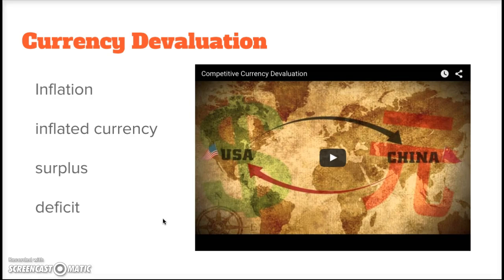This video helps explain how currency devaluation is created, what it does to a single country, and how it is used between countries to benefit different economies. Some important terms that you will need to know in order to comprehend the videos are inflation, inflated currency, surplus, and deficit. These terms and how they apply in this context have been defined on the handout.